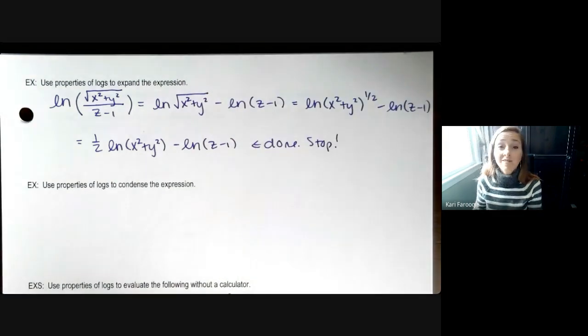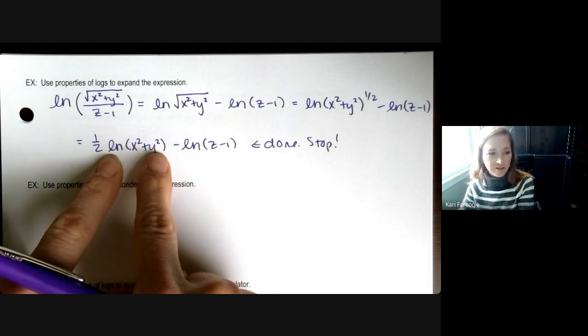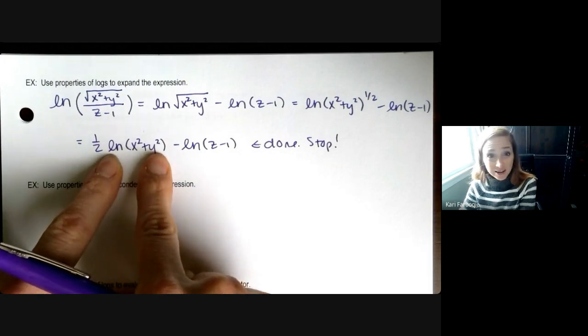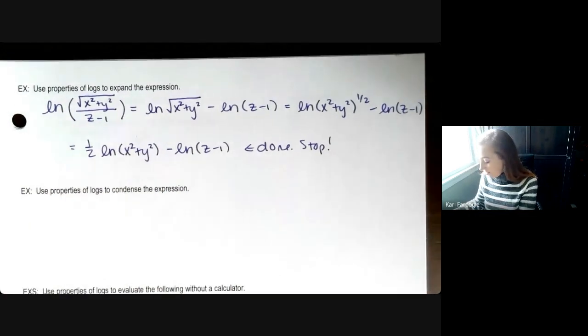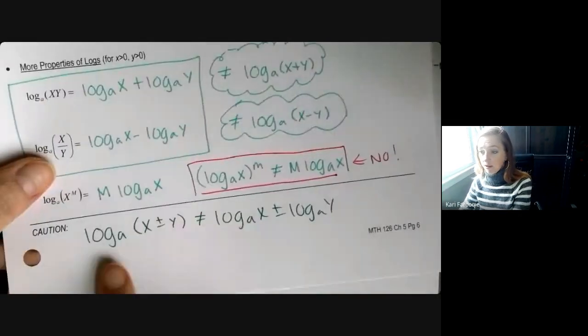Stop. Don't try to do anything else. What students will sometimes do is they'll be like, I think I can split this up into the ln of x squared plus the ln of y squared. No, you can't. You cannot do that.